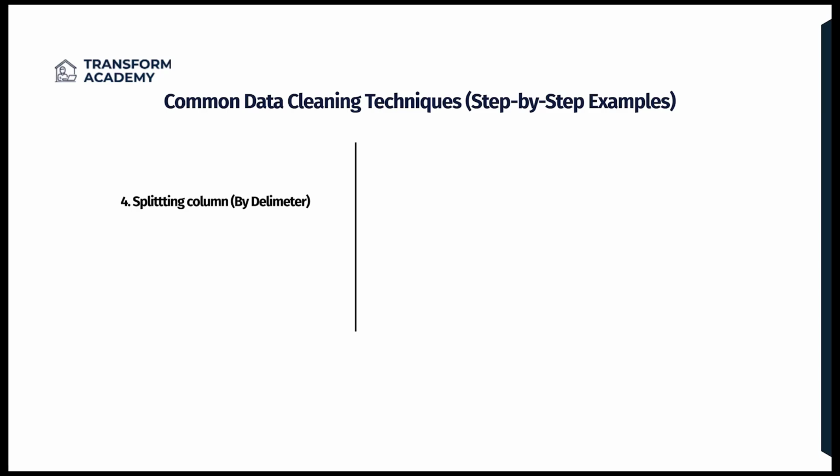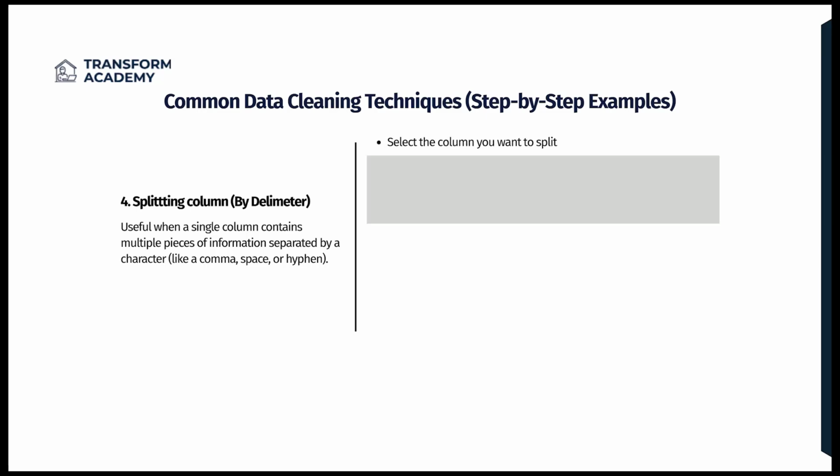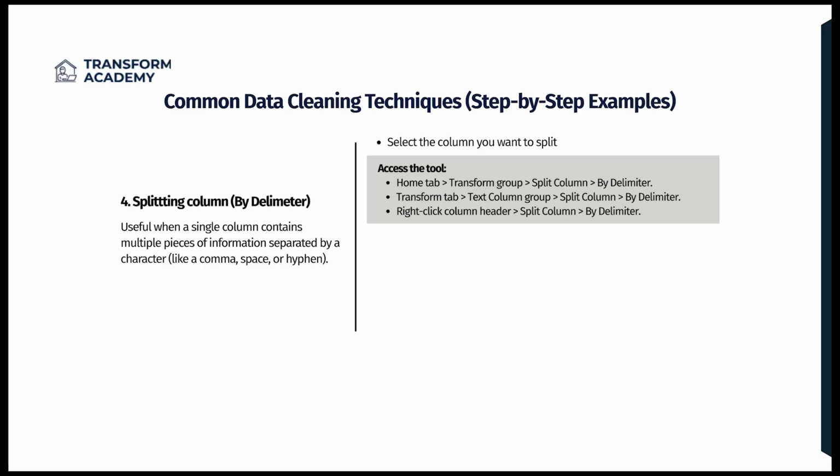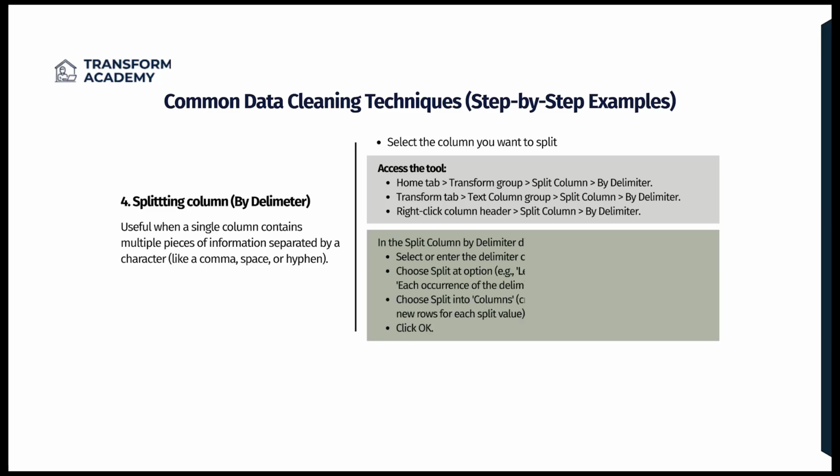Splitting columns by delimiter. Useful when a single column contains multiple pieces of information separated by a character, like a comma, space, or hyphen. Number 1, select the column you want to split. Number 2, access the tool. Home tab, click on Transform, then Split Column, and click on By Delimiter. Or click on the Transform tab, click on Text Column, click on Split Column, then By Delimiter. Or right-click the column header, click on Split Column, click on By Delimiter.